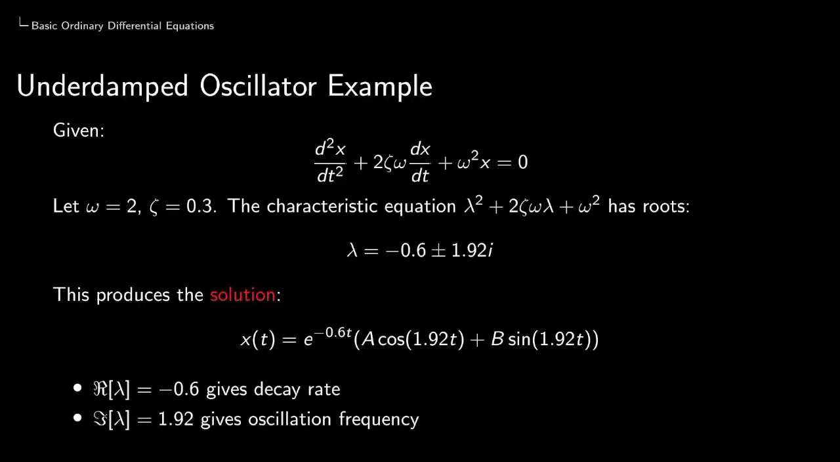And this gives us a solution, e to the negative 0.6t times a cosine of 1.92t plus b sine 1.92t. So what we see is that the decay rate of this, how fast the amplitude of the solution decays, is dictated by that real part, and how quickly it oscillates, the cosine and the sine terms, is going to be dictated by the imaginary part.